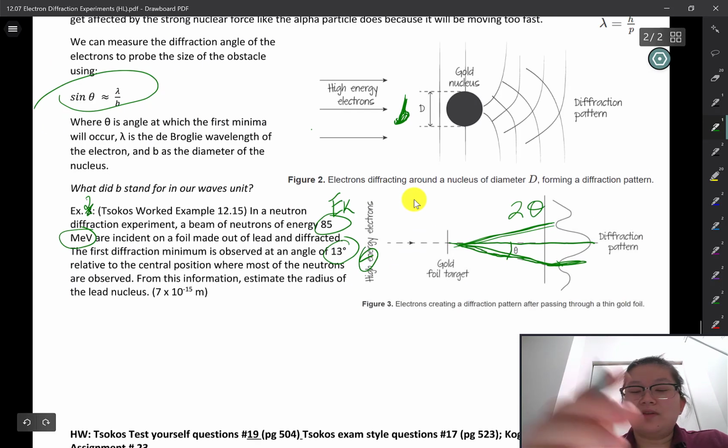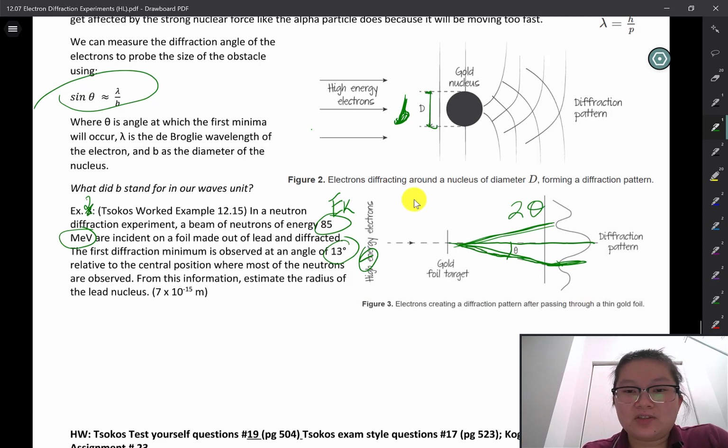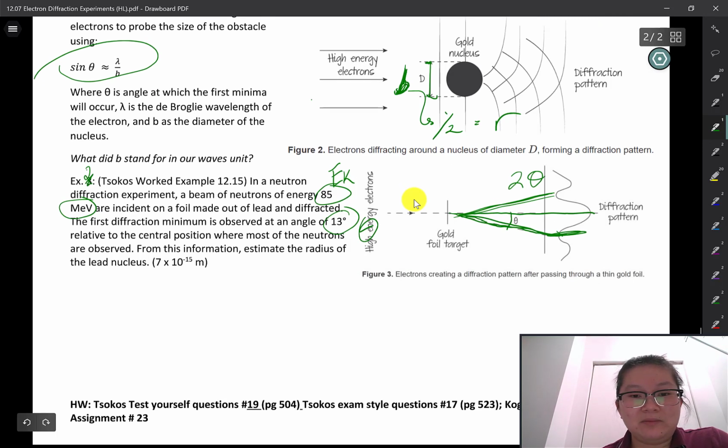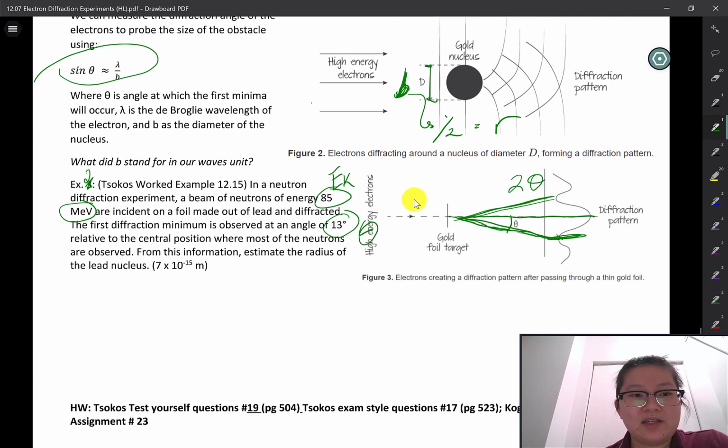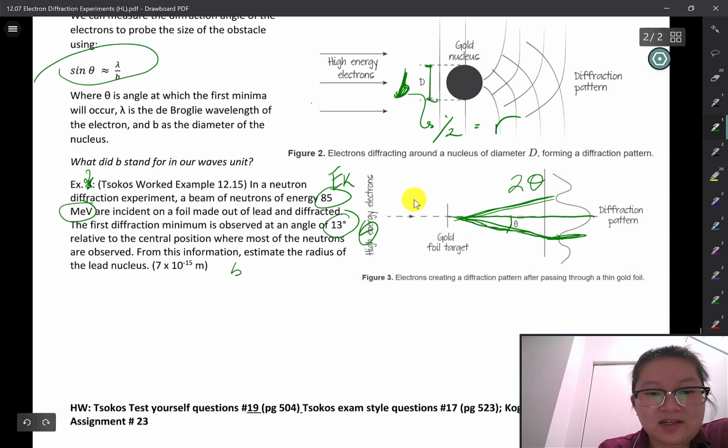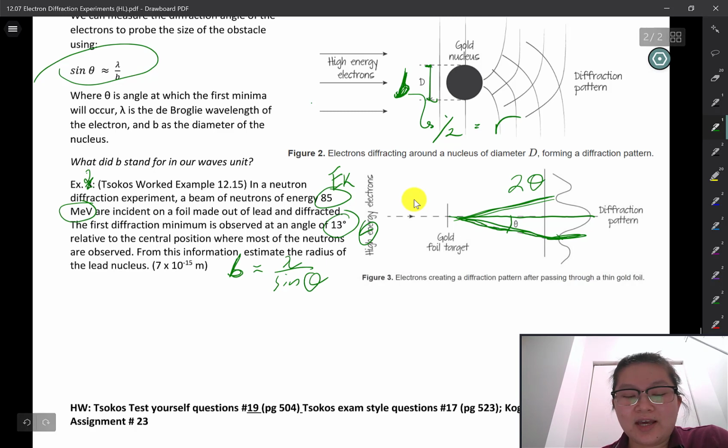This b here looks like the diameter of the nucleus. So if we want to find a radius, we have to divide this by 2 at the end. Since we need eventually to find this b, which represents the size of our nucleus before we divide by 2 to get the radius, we're going to need our wavelength as well as the sine theta, which we have from the question. For the wavelength, we can find the de Broglie wavelength of this beam of neutrons accelerated at a certain speed.